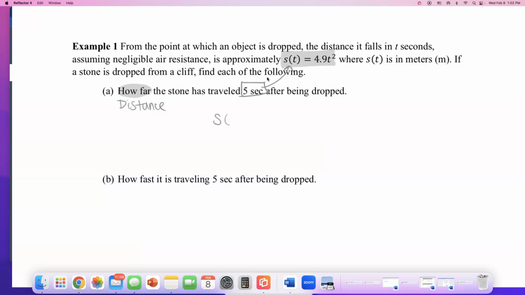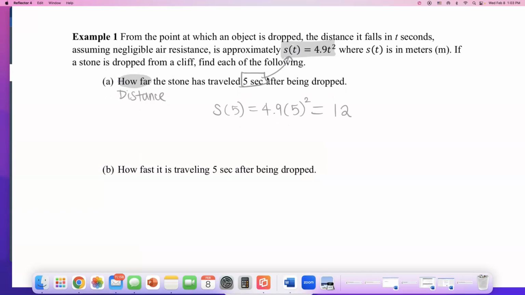So S of 5 equals 4.9 times 5 squared. So what's that going to be? Let me open up my scientific calculator. That comes out to be 122.5 meters. So we didn't have to take the derivative when they are asking for the distance function because we already have the distance function. But I see for part B, they're asking for how fast.